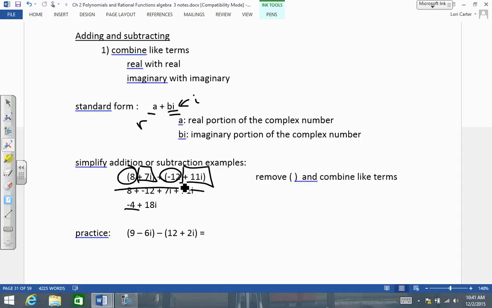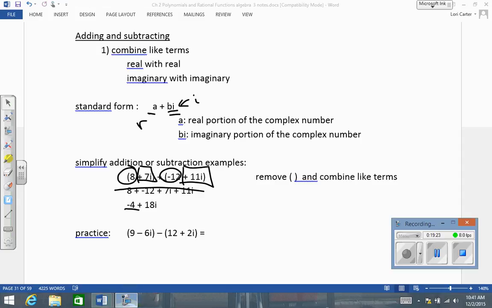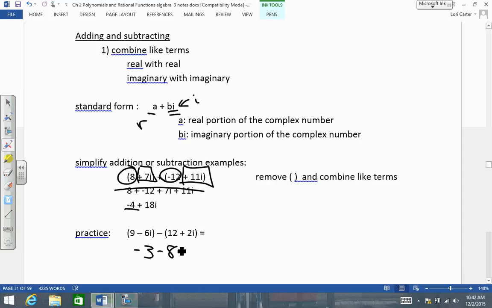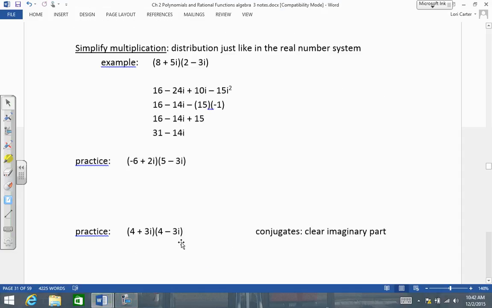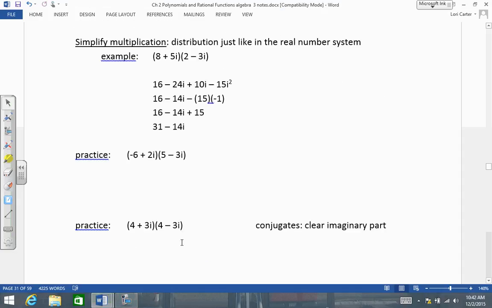Okay, why is yours a little trickier? It's subtraction. So make sure you deal with that negative sign. Go. Check with your neighbors when you're finished. What was the answer? Negative 3 minus 8i. Beautiful.